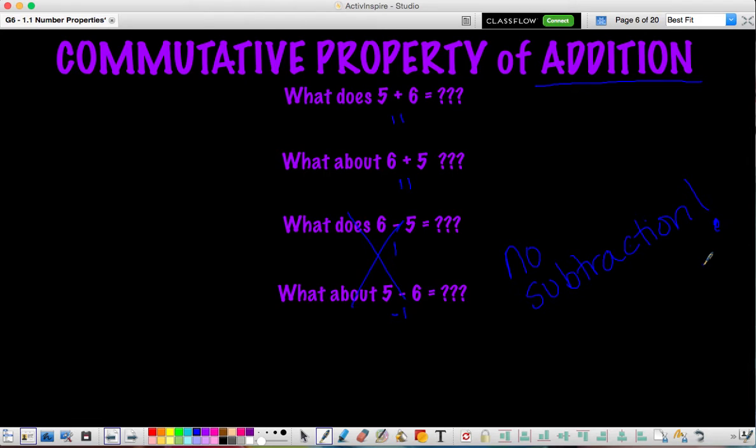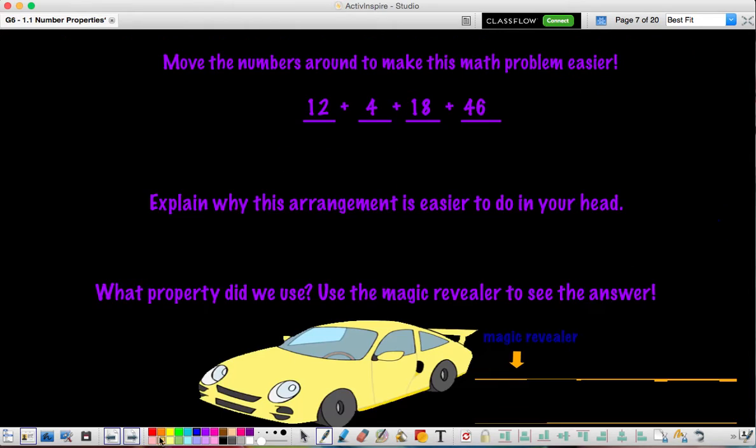This is really important. So the commutative property is what allows us to move our numbers around when we're adding. And it's not just two numbers. It can be 5 or 6 or 7, however many numbers. As long as we're adding them all together, we can move all those numbers around.